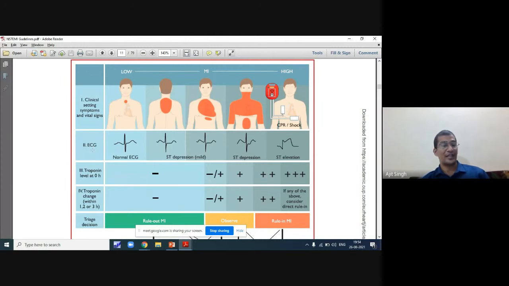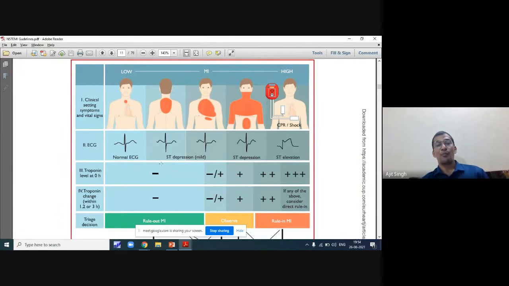And this is how they have divided the ECG as well, as I was teaching you. Normal ECG, ST depression in case of stable angina maybe, mild, and ST depression, NSTEMI. This is showing NSTEMI, okay? And ST elevation is showing STEMI. So STEMI is very much dangerous. In that case, the patient may need CPR or may need shock.